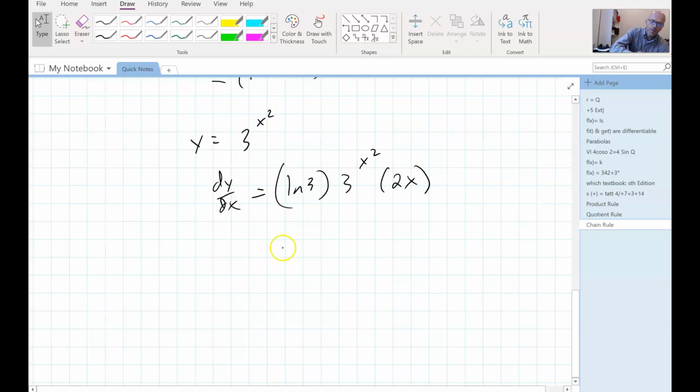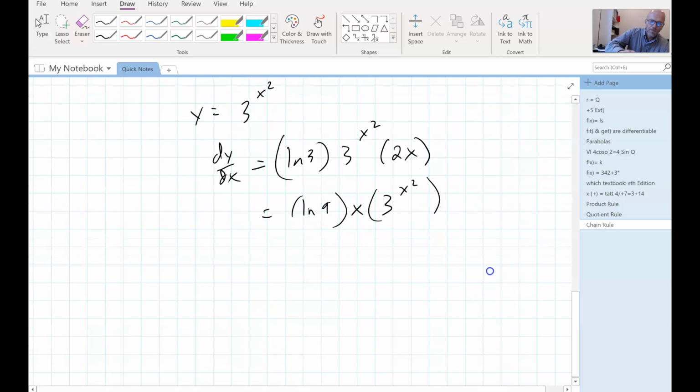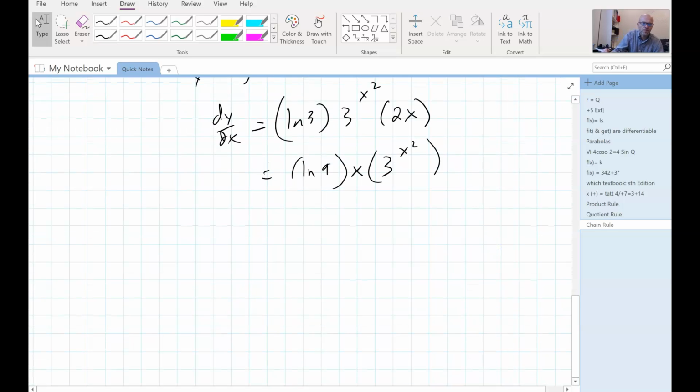And of course you could simplify this to natural log of 9, because this would be ln 3 squared, times x times 3 to the x squared. Okay? Great. One more example.